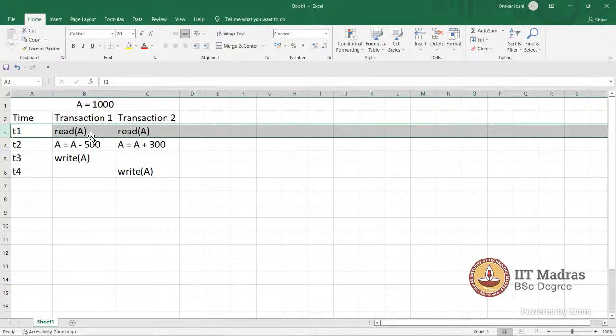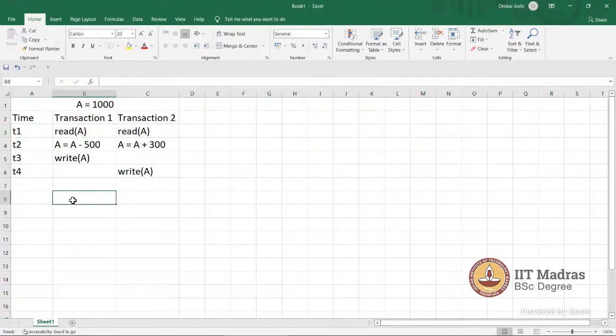Because now consider this. What happens? You read this over here. It is 1000. You compute A minus 500, so it became 500. And then you write it back. So over here, the final answer is 500.